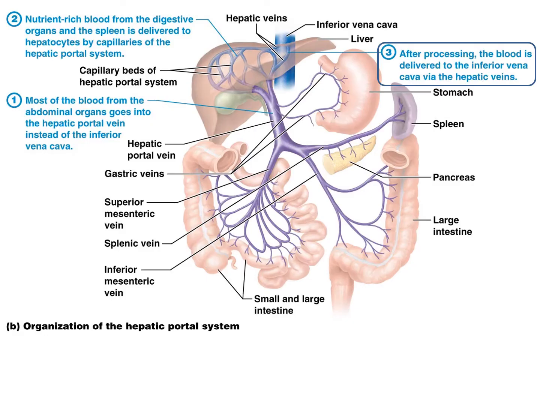Okay. So now you remember that veins are named after the organs that they drain. So the hepatic veins are leaving the liver into the inferior vena cava.